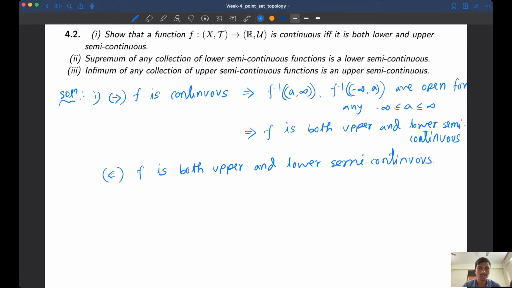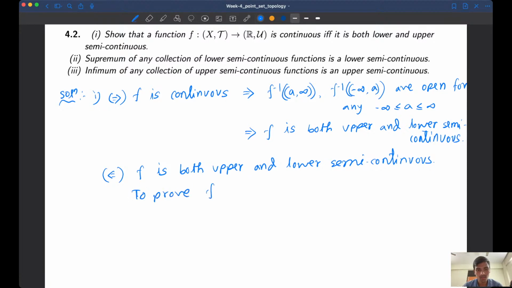That is also fine, because if you show the inverse image of a basic open set is open, then that will guarantee that f is continuous. That is because f inverse of any union is the union of the individual inverses, and any open set is a union of basic open sets. So let me just write that.